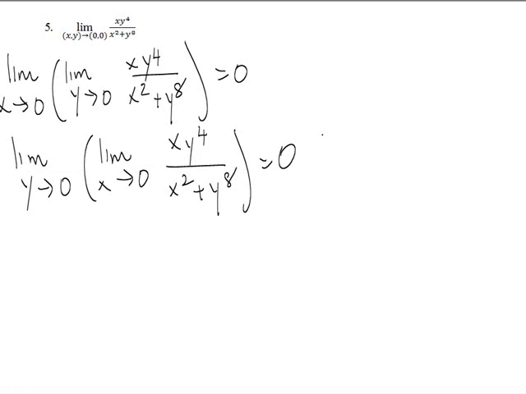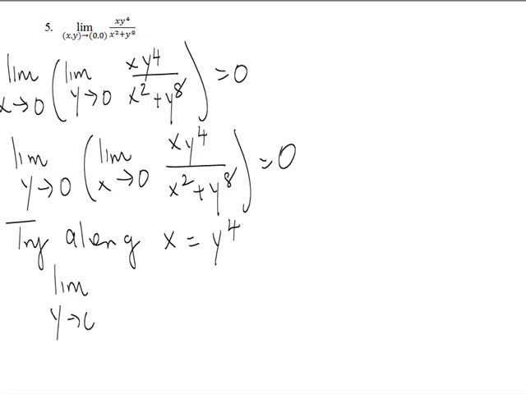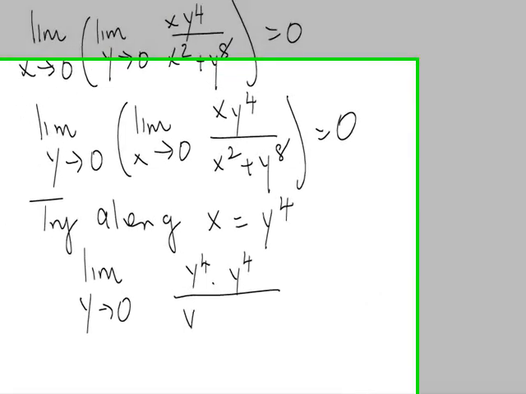You see what I mean about trying? You just have to try these things. And how would I know that? The presence of y to the 8th told me that. Okay? So try along x equals y to the 4th. So this time, everything is going to be in terms of y. So go y approaches 0. So replace x with y to the 4th. X squared is now going to be y to the 8th.